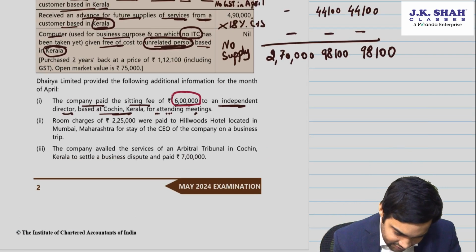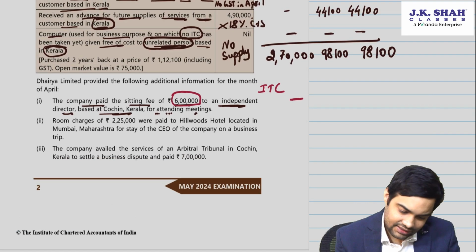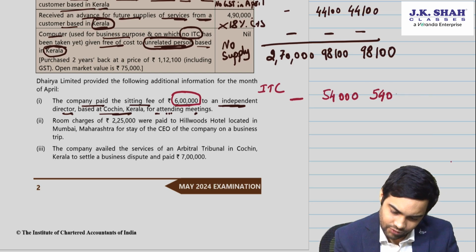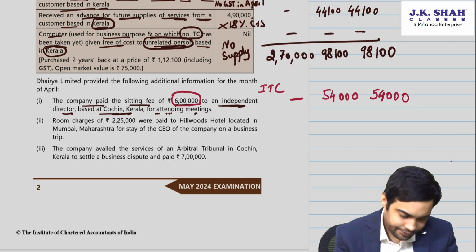There is just a question of whether RCM will apply on this particular transaction. So 6 lakh, will I get ITC? The answer is yes. Director is in Kerala. So 6 lakh into 9% is 54. So 54,000 CGST, 54,000 SGST.